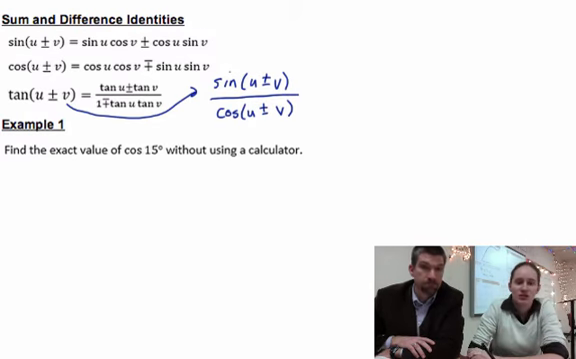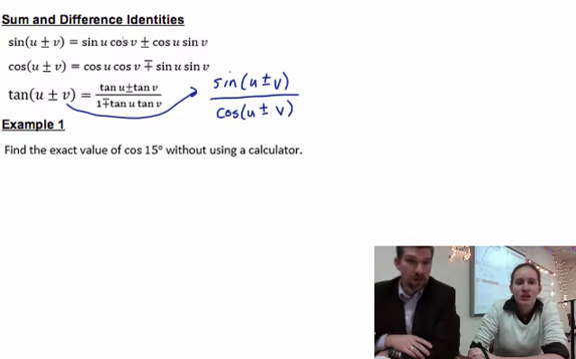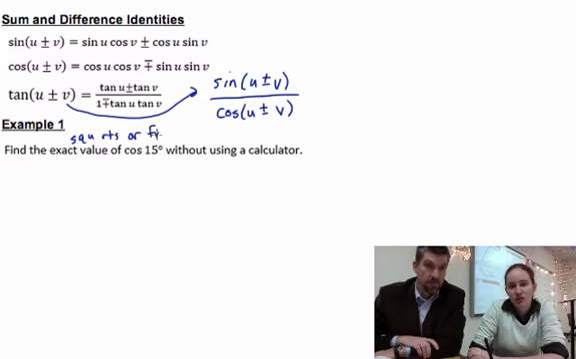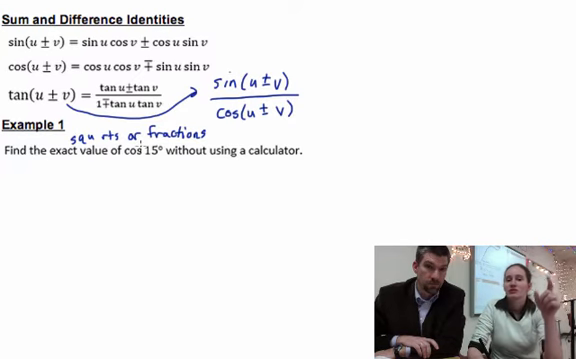So let's dive right in with example 1. Let's do it. The exact value. Exact value means that you will have square roots or fractions or something, but no decimals. This is not a calculator issue. Now, the sum and difference identities open up this whole new world of things we can find without our calculator.